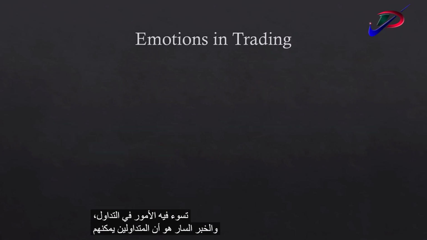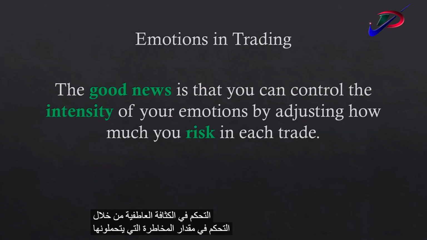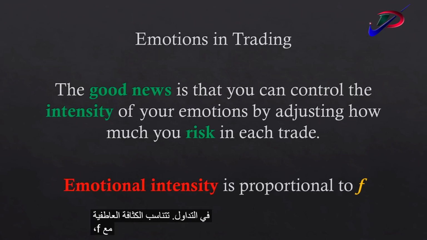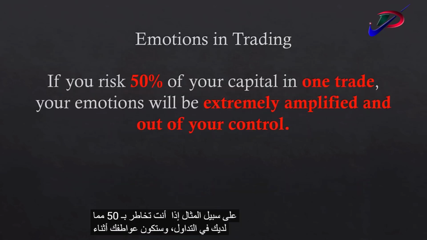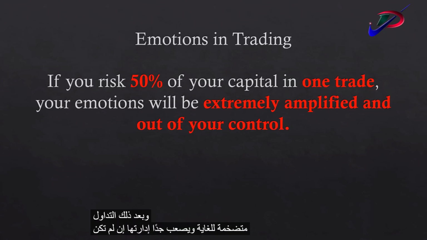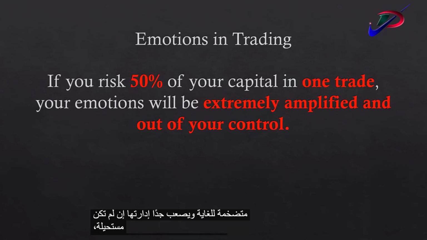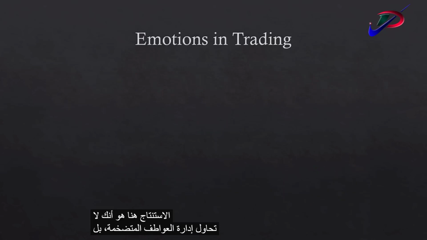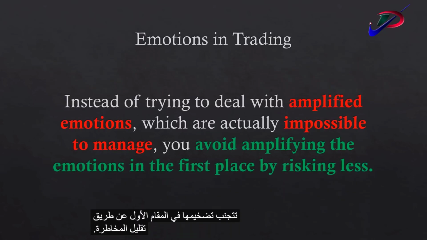The good news is that traders can control emotional intensity by controlling how much risk they take. In trading, emotional intensity is proportional to F. The greater the F, the greater the emotional intensity. For example, if you risk 50% of what you have in a trade, your emotions during and after that trade will be extremely amplified and too hard to manage, if not impossible. However, if you risk 0.5% of what you have in a trade, your emotions will be easy to manage. The conclusion here is that you don't try to manage amplified emotions. You avoid amplifying them in the first place by risking less.